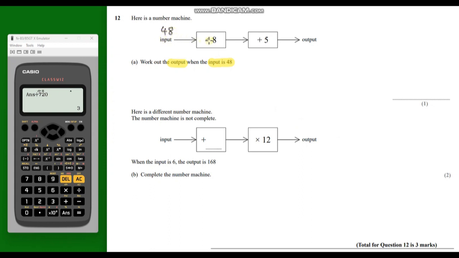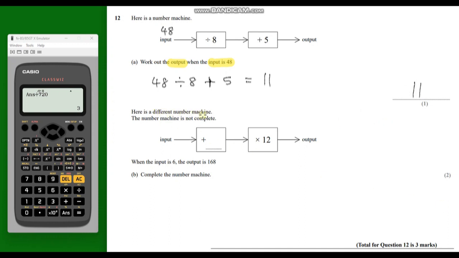Then we're going to divide by 8 and then plus 5. So we're going to do 48, divide by 8, and then we're going to add on 5. There we go. I could put this into the calculator, but I'm just going to do this in my head. 48 divided by 8 is 6. 6 plus 5 is 11. So our answer is 11. Okay, let's look at part B.